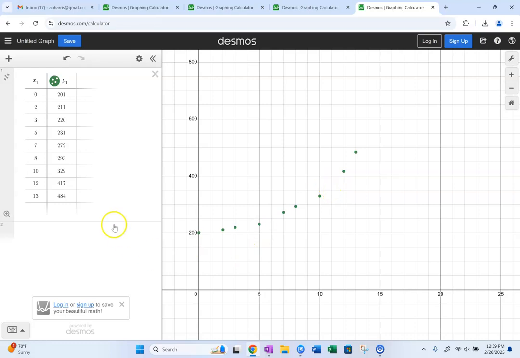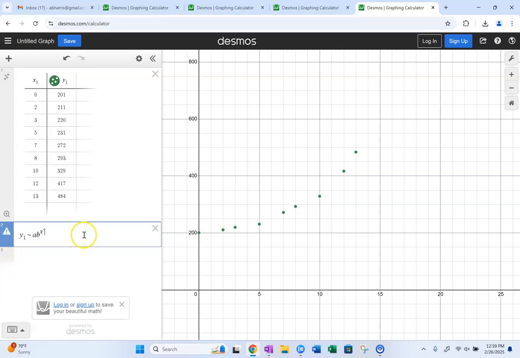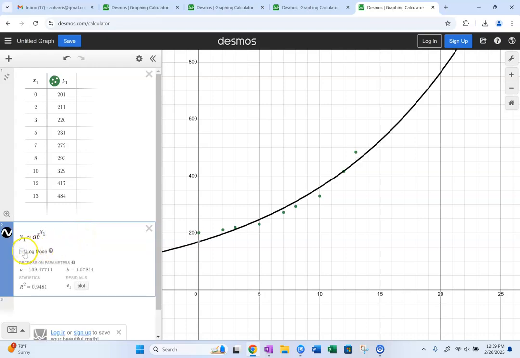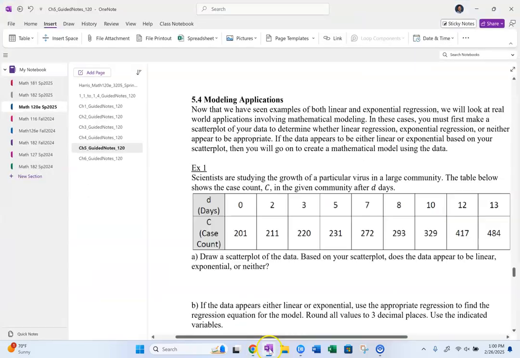All right. So I'm going to say, well, this is an exponential regression. So y1 tilde ab to the x1. Make sure you've got log mode on. And I'm going to steal that a and that b when I write this equation. So let's go back and answer our questions now.